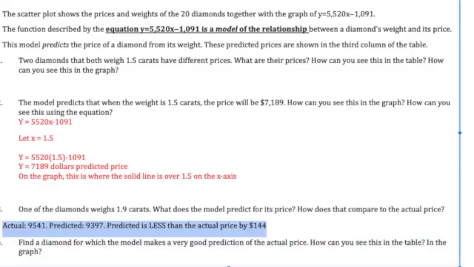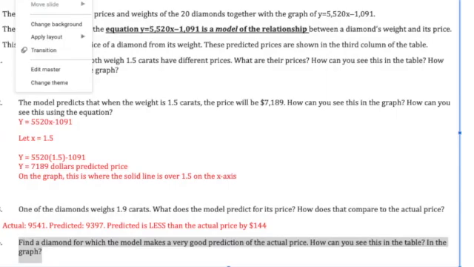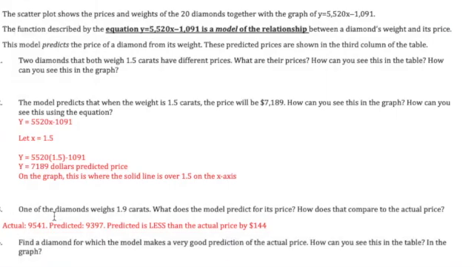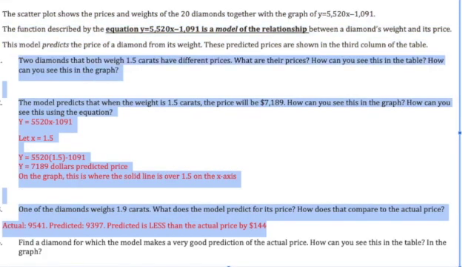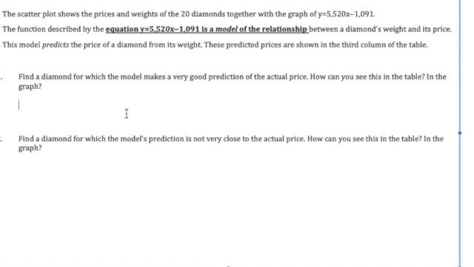We conveniently had the table to tell us our numbers. So that's good. And find a diamond for which the model makes a very good prediction. So I'm actually going to duplicate this page as well because these last two questions are not going to fit. So which diamond does the model make a very good prediction? So I'm going to look at the table for two prices that are very close for the same diamond.